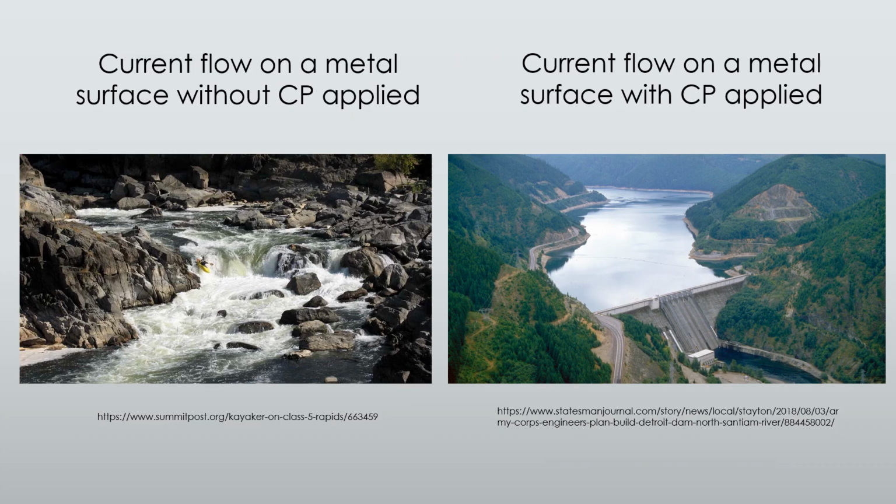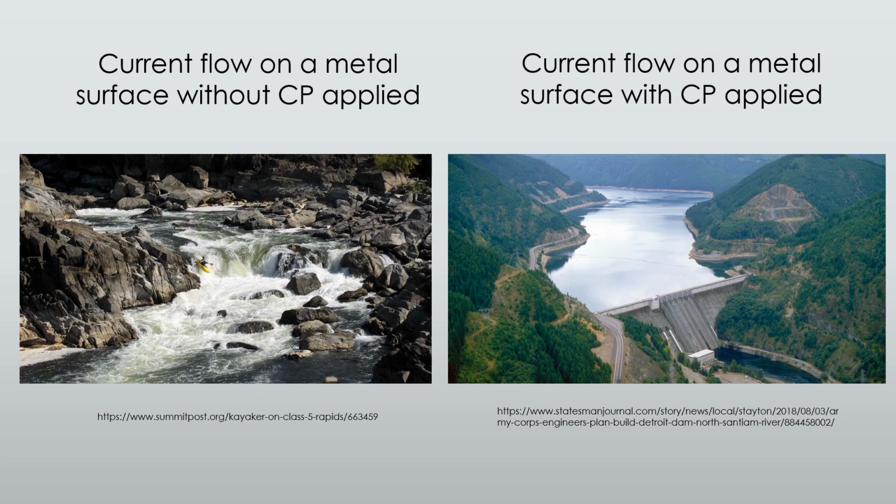So staying with our visual learning model for looking at the different energy states, the current flow on a metal surface without CP applied could be analogous to a river rapid, where we have a high source above the rapids and then the low source underneath the rapids. And right in between, we have that charge transfer, the water transfer, and that's where we're going to get our corrosion.